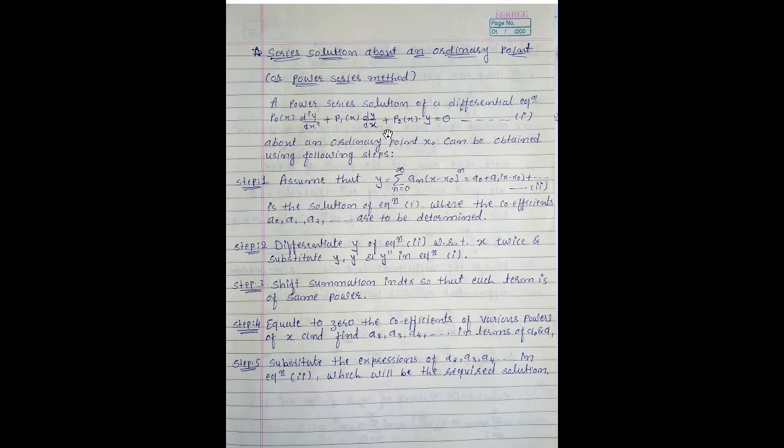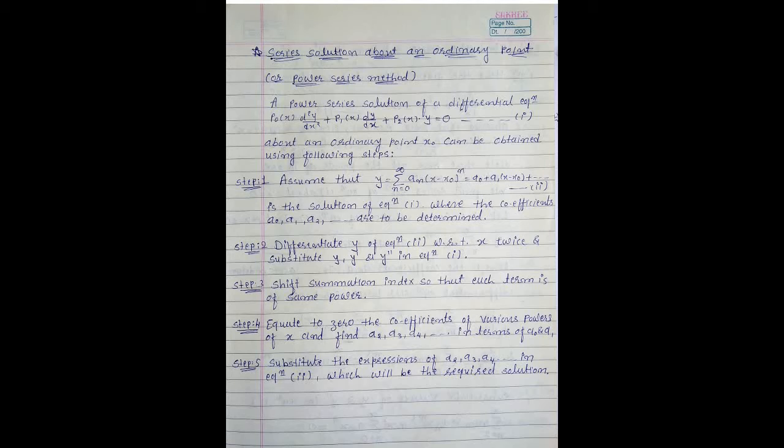For that, let us consider the differential equation p0(x) times the second derivative of y with respect to x, plus p1(x) times the first derivative of y with respect to x, plus p2(x) times y is equal to 0. We call this equation number 1. Now we follow these steps.